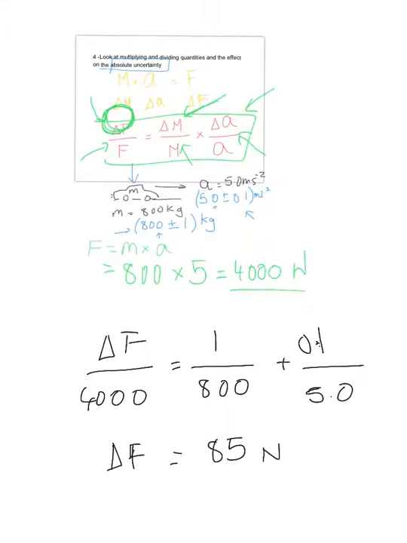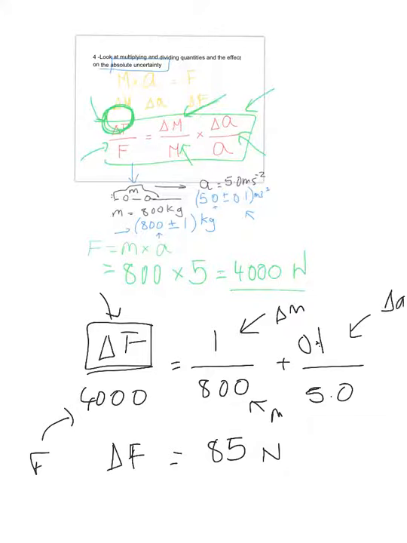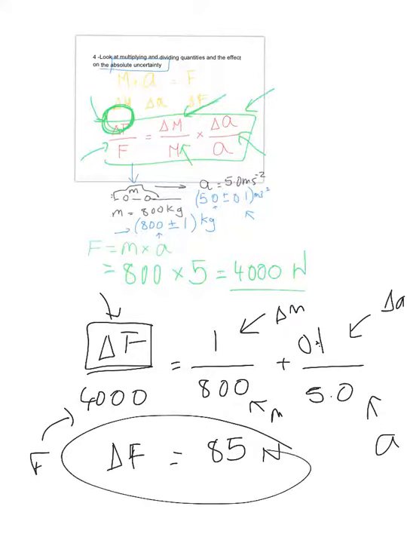Now hopefully you got an answer of 85 newtons. And let's have a look at how I got that answer. This is our absolute uncertainty in force, which is what we're looking for. This is our value of F. This is our uncertainty in mass, our uncertainty in acceleration, and our acceleration. And finally, this is our uncertainty in force.